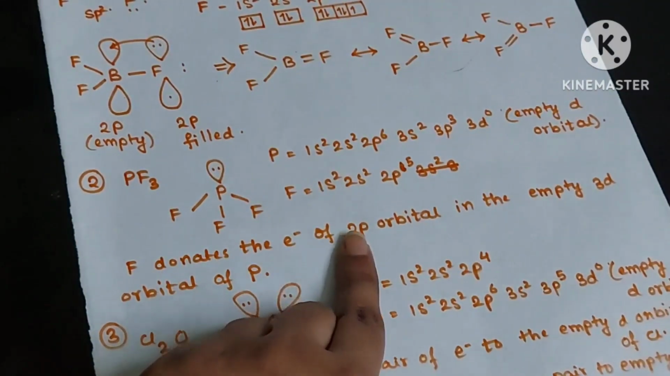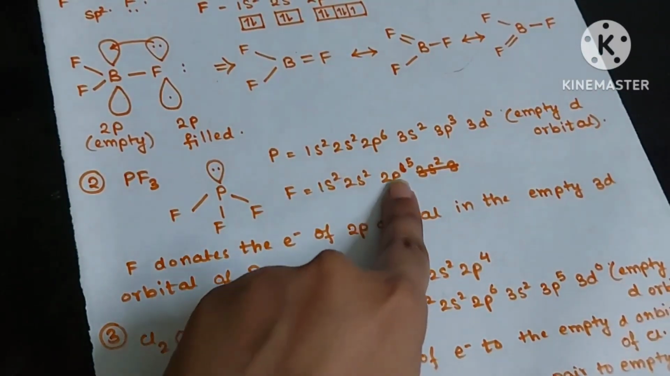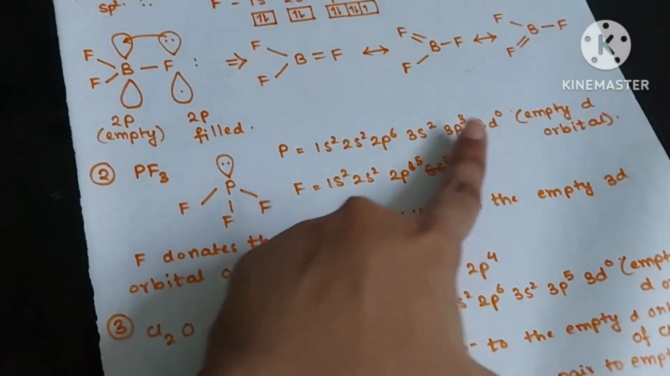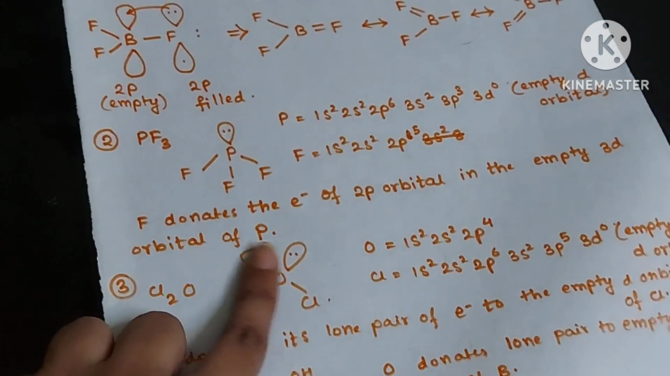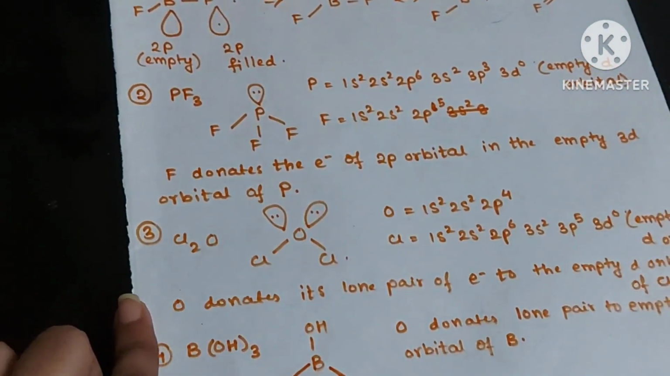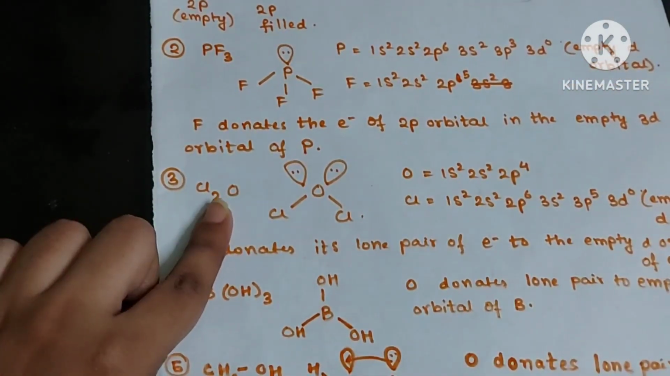Fluorine donates the electron of 2p orbital. From 2p orbital it will go to 3d orbital of phosphorus, the empty 3d orbital of phosphorus. And the third example is Cl2O.